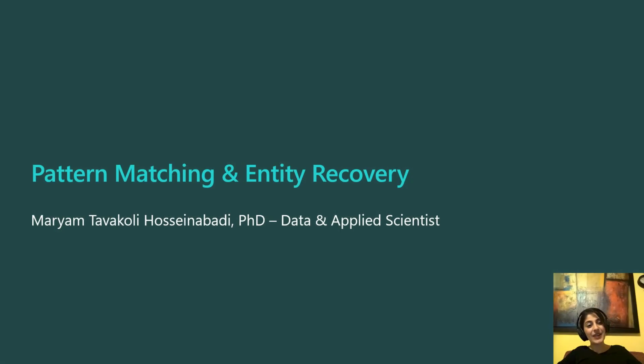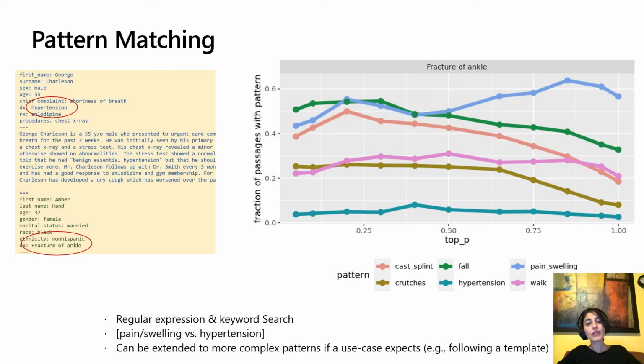Thanks, Alexandra. Pattern matching and entity recovery are the next methods we are discussing. In use cases where we know the pattern that typically appears in the real text, pattern matching is a reasonable method for evaluating the quality of the generated text. We quantify this by measuring the fraction of passages containing those patterns.